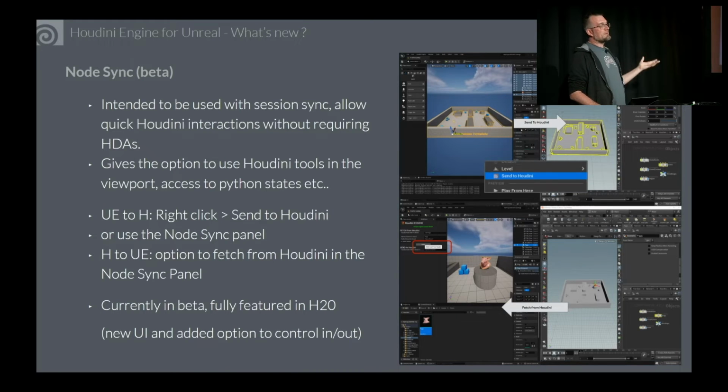So we created node sync, which is, when you're using session sync, you have this new panel that lets you basically just select stuff in Unreal and go send to Houdini, and that thing is created in Houdini. Similarly, the node sync panel lets you say, oh, I've created something in Houdini, I want to bring it in Unreal. I don't need an HDA. I don't need to bother. It's like a quickie thing that I've done. You can just type the path of what you want to fetch from Houdini, press fetch, and it's brought in Unreal.